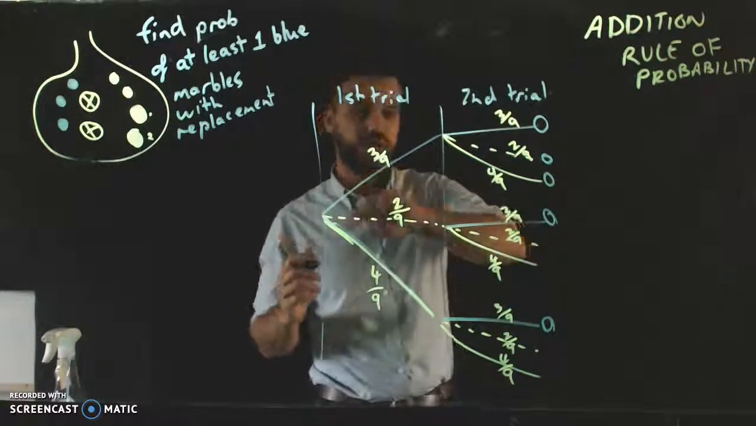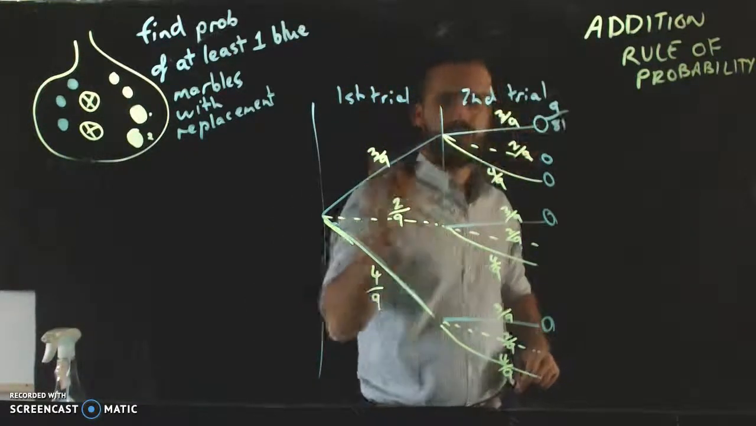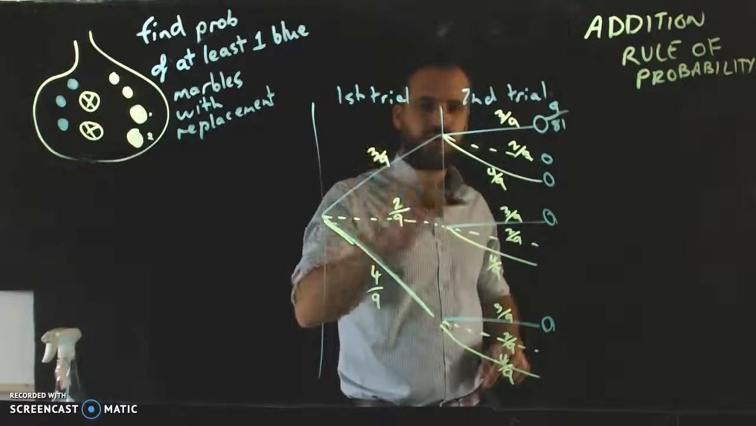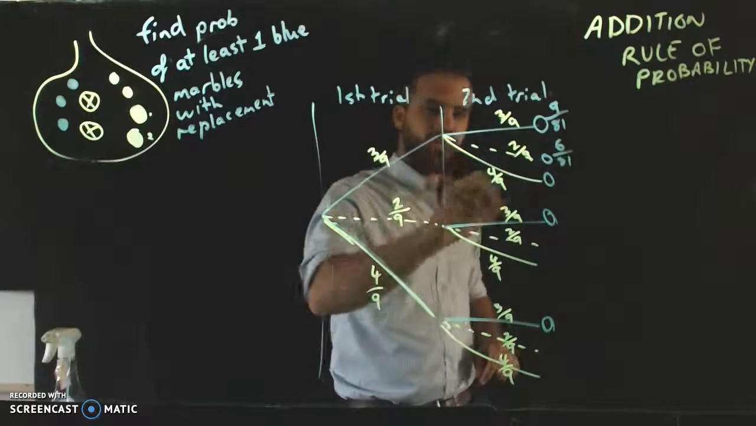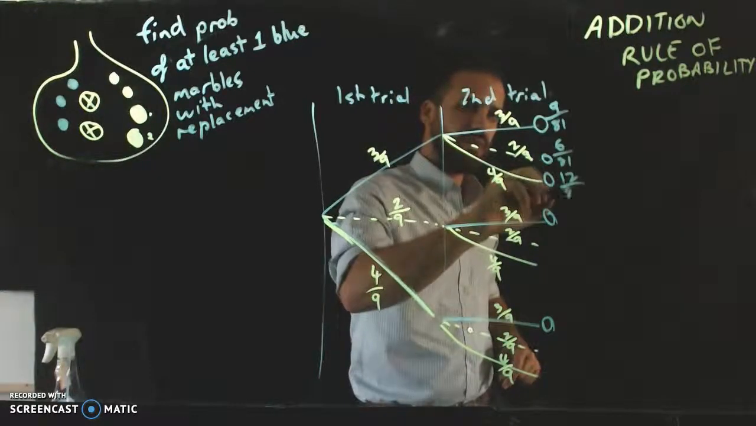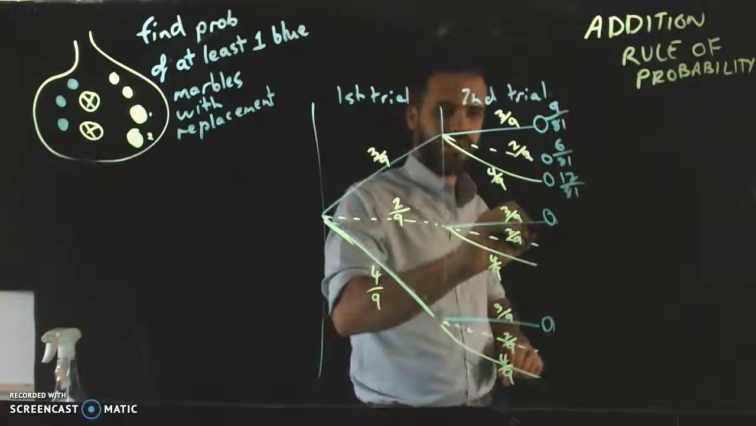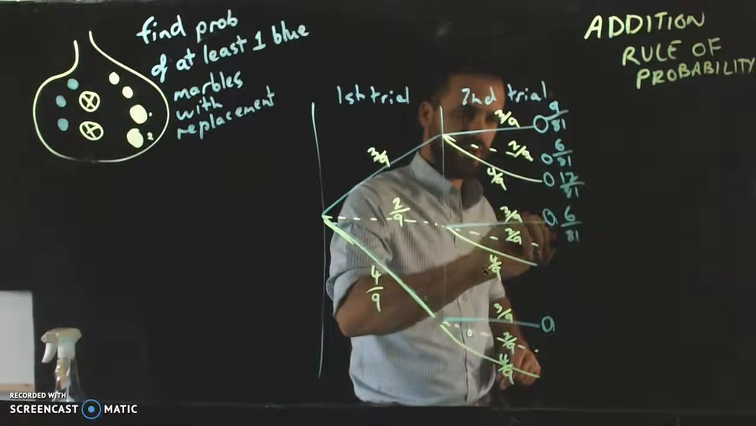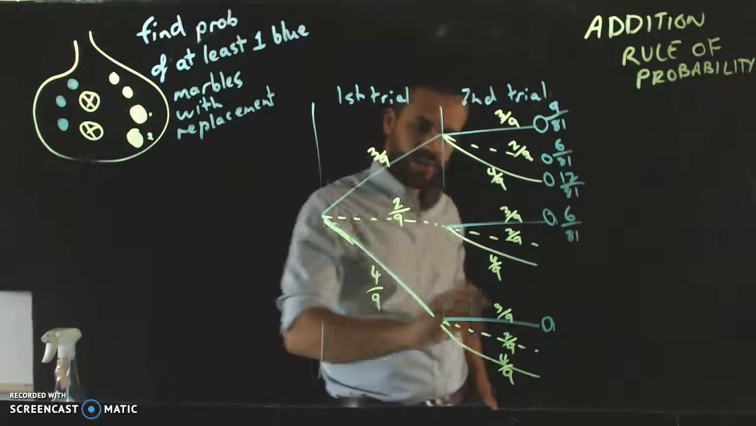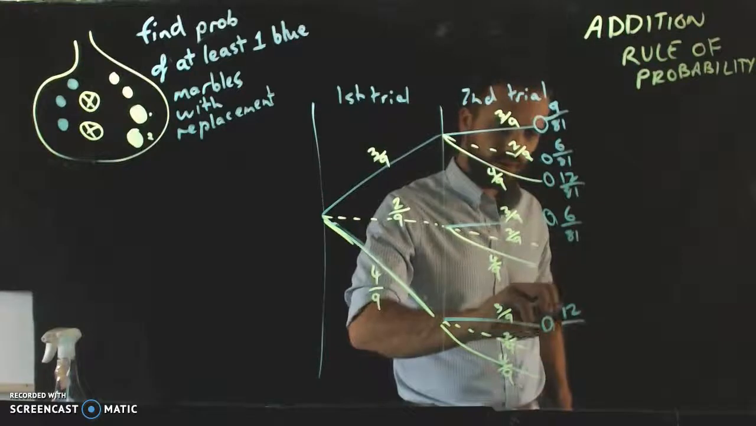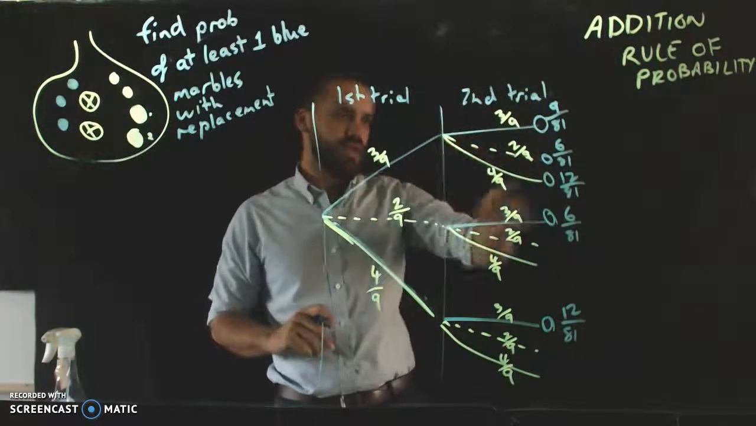Using the multiplication rule of probability, that's 3 over 9 times 3 over 9, so 9 over 81. 3 over 9 times 2 over 9, that's 6 over 81. 3 over 9 times 4 over 9, 12 over 81. The probability of this happening, 2 over 9 times 3 over 9, is 6 over 81. And the probability of this happening, 4 over 9 times 3 over 9, that's 12 over 81. So we know the probability of each of those branches happening.